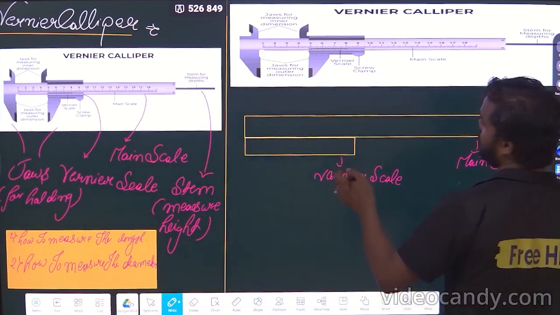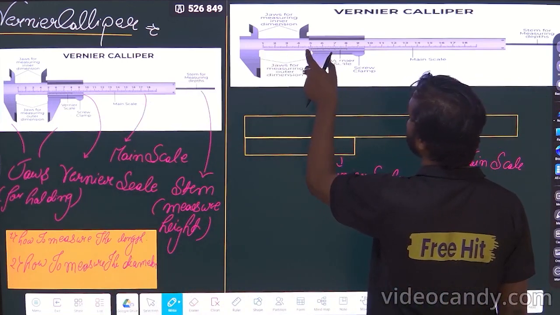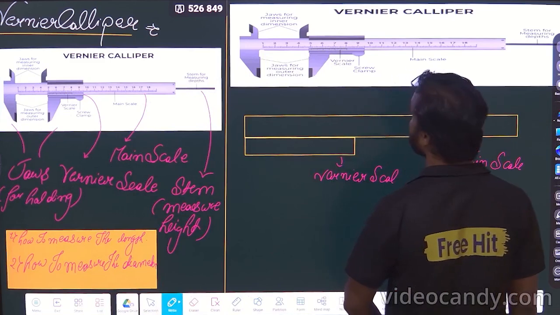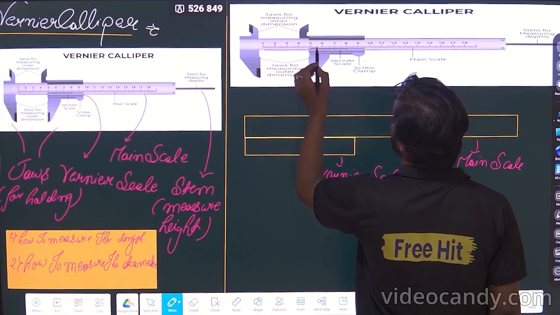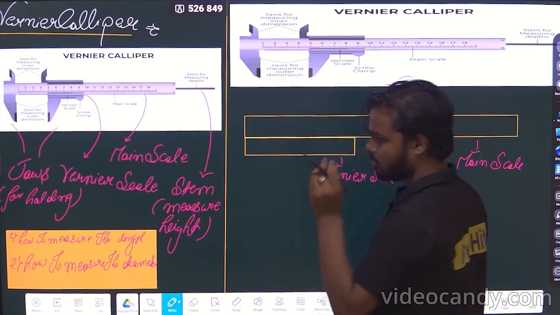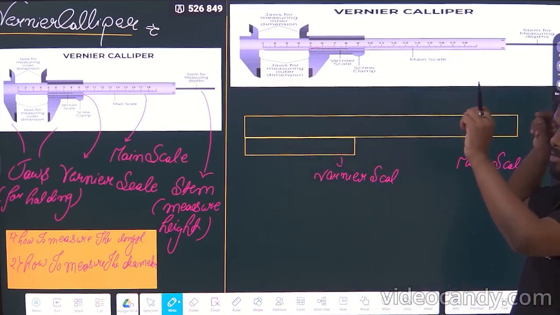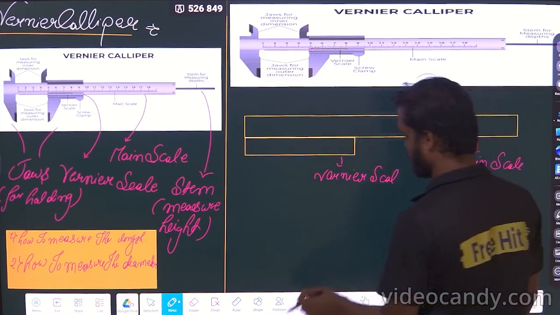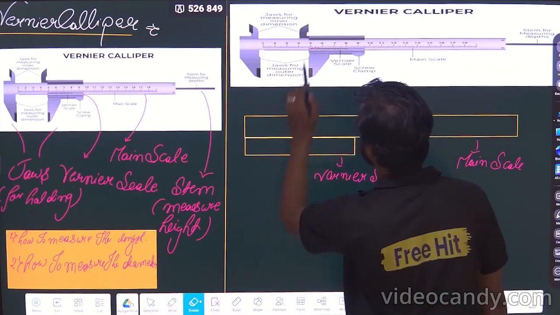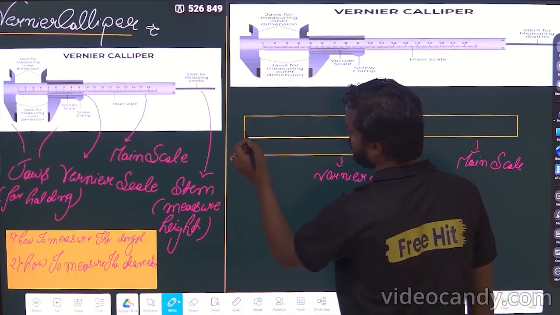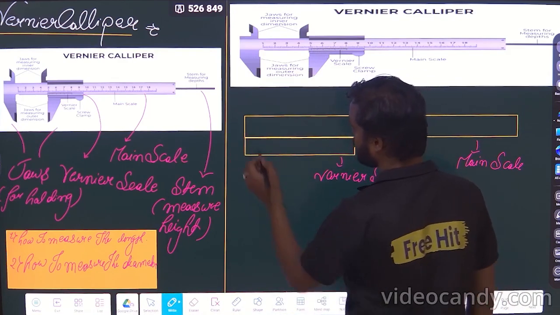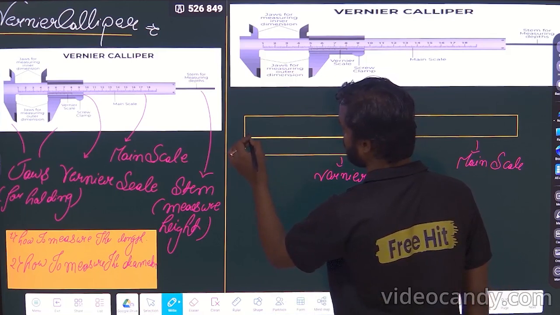Yeah, what I am telling, let's see here. See, if you see 1 2 3 4 5 6 7 8 9 10, total 10 lines are there in one main scale division. Let me draw here, that will be more clear in spite of showing this in the image. Suppose this is my 1 2 3.